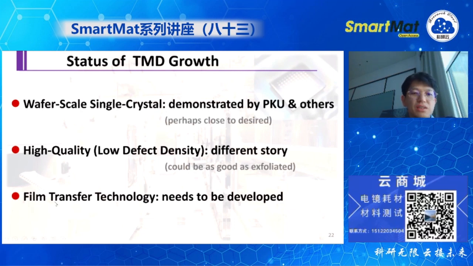And the third part is transfer technology. You may already notice that the MoS2 was actually grown on a sapphire substrate, and sapphire is probably not a good substrate for silicon electronics, for future electronics, because it is too expensive and also difficult for the lithography process. So we need to transfer those single crystal MoS2 films onto a substrate which is suitable for silicon, suitable for microelectronics.